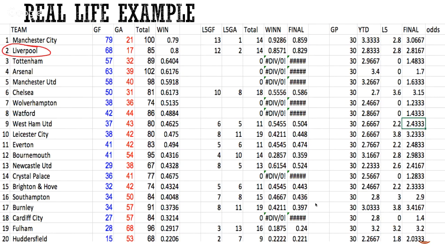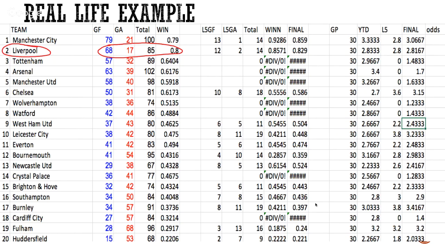All right, now this is the secret to all of this. What I do in any sport is I use most recent performance, because it is the best indicator of how a team is going to perform.